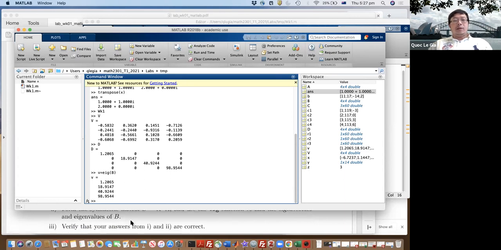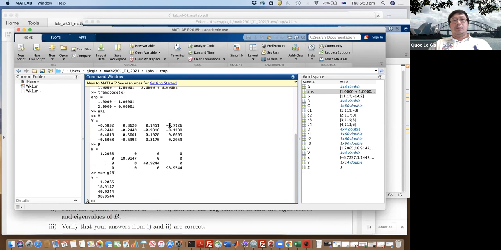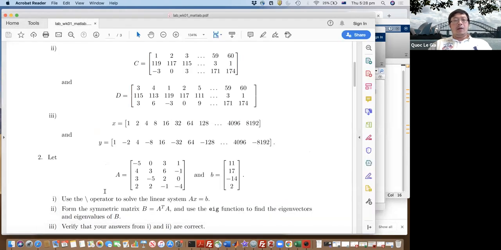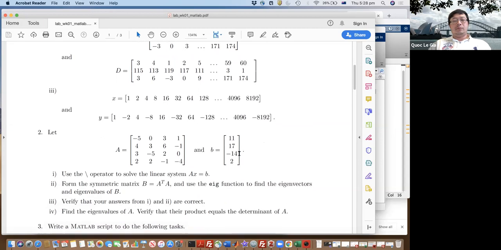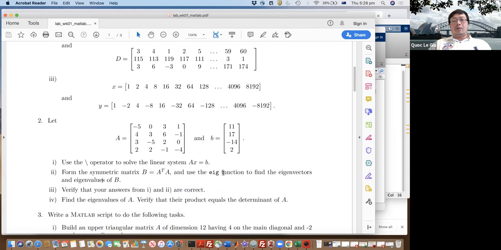So our next question is, how do you verify the answers? How do you know that what you are doing is correct? Or how do you know that MATLAB gives you the correct answer? So go back to part 1, where you solve Ax equal B. How do you know that MATLAB gives you the correct X?